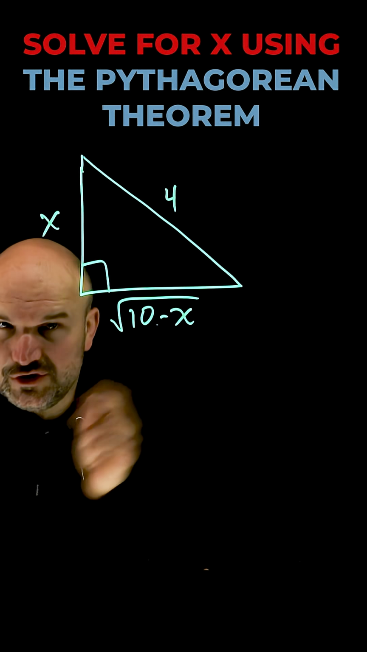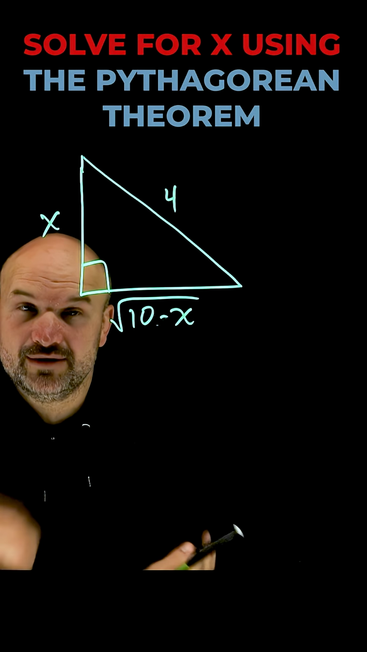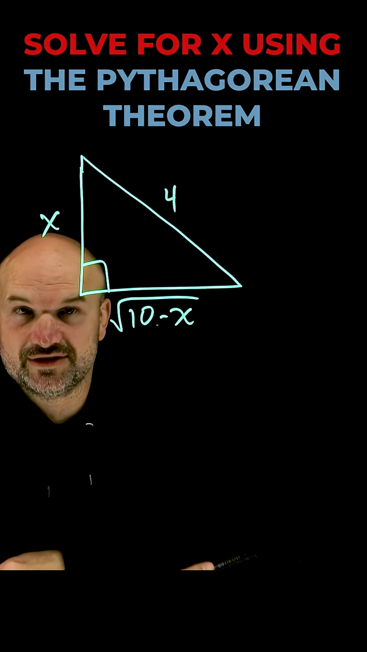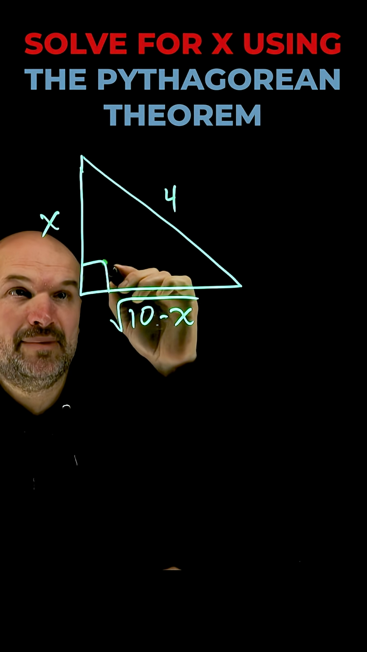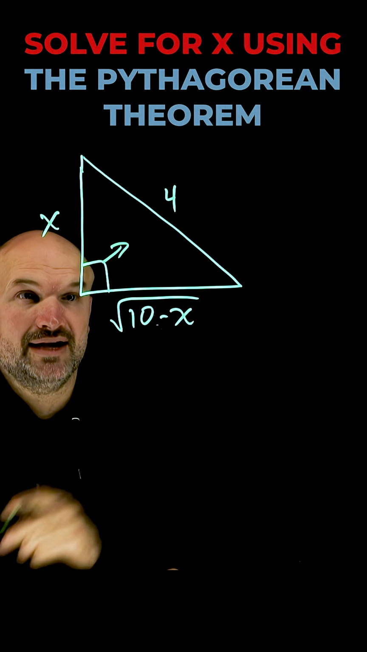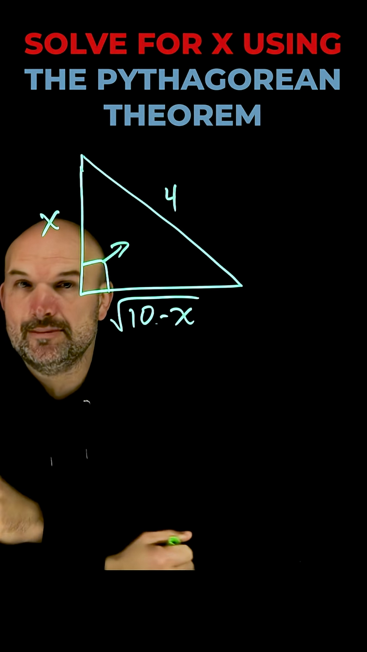Let's go and solve for x using the Pythagorean theorem. Now remember the Pythagorean theorem: leg squared plus leg squared equals hypotenuse squared. A squared plus b squared equals c squared. Same exact thing, but I like to understand the hypotenuse is always directly across from a 90-degree angle, and our legs are the two sides that make up that 90-degree angle.